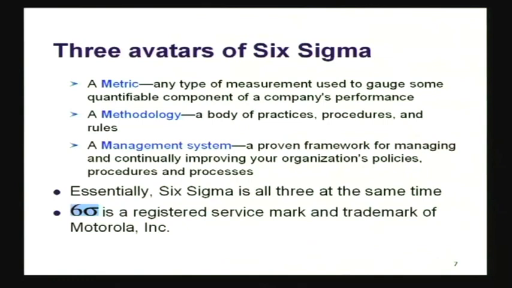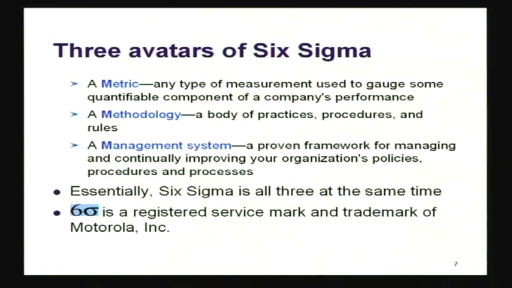Six Sigma exists in 3 avatars. There are 3 incarnations of Six Sigma. And the first one, of course, is the metric. Six Sigma is a metric. A metric is any type of measurement that is used to gauge some performance, some quantifiable component of the company's performance. That's what a metric would indicate.